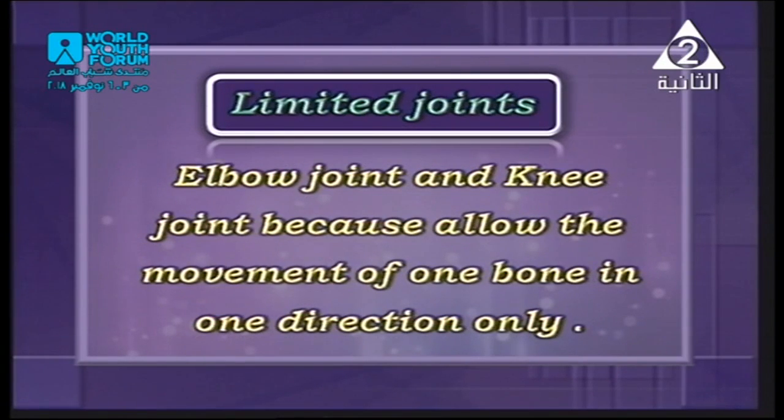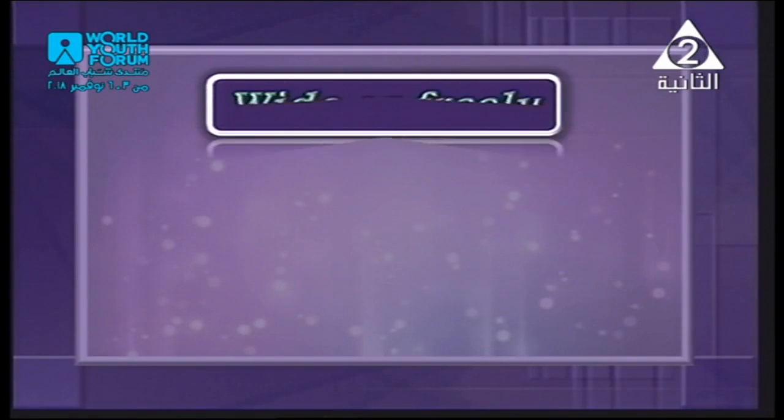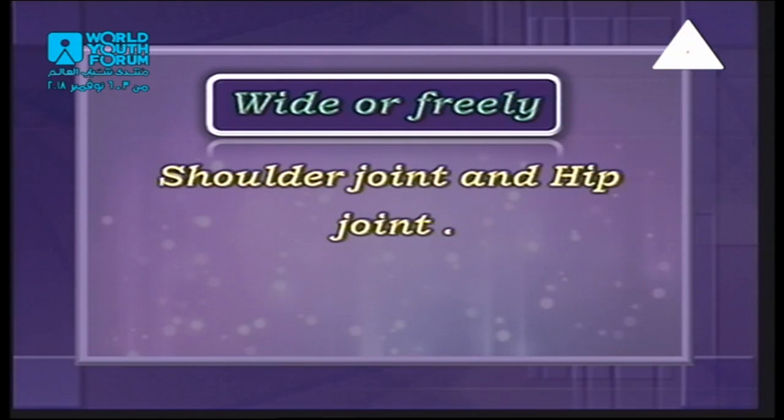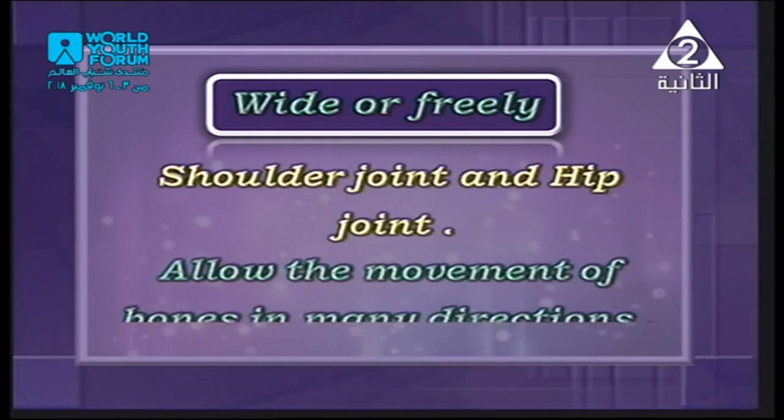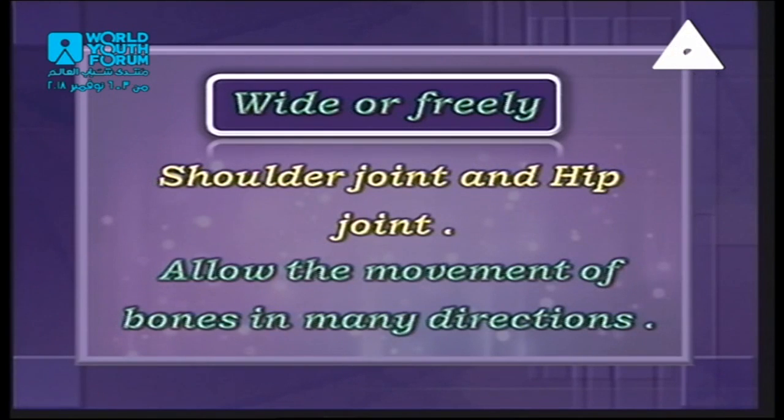While the other type moves in different, wide, or free directions. Like what in your body? Yes, like the shoulder joint and hip joint. And for more information, also the ankle moves in more than one direction. So the shoulder joint and hip joint allow movement in what? In many different directions. They allow the movement of bones in many directions. And those are the different types of joints. Again, how many types do we have? Three. Fibrous, cartilaginous, and synovial.